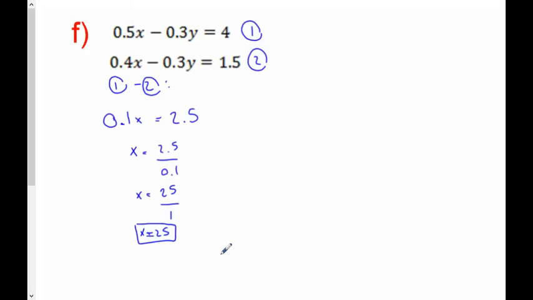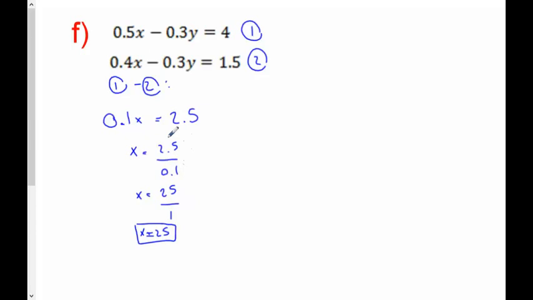Okay, so I've got the first half of the question done here, and I'll just recap what I did. Since I had negative 0.3y and negative 0.3y, I chose to subtract, right? That will eliminate the 0.3y. And 0.5x minus 0.4x, that's just 0.1x. And then 4 minus 1.5 gives me 2.5. When I went to divide, I have 2.5 over 0.1.